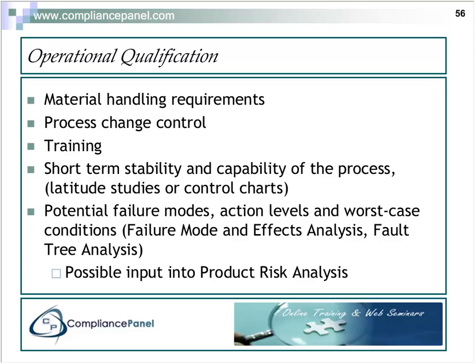At this point, we've got short-term stability and capability of the process. So we know what's going to happen for a short period of time, but not necessarily a long period. We need to understand what the potential failure modes of a process might be and what kind of action levels and worst-case conditions we might encounter. And some of these may be input back into our product risk analysis if, in fact, they could cause a product risk to the user.